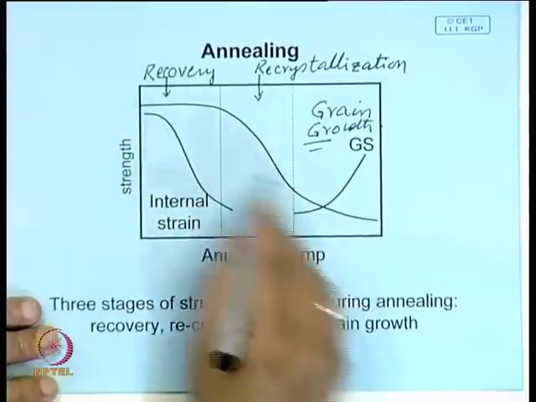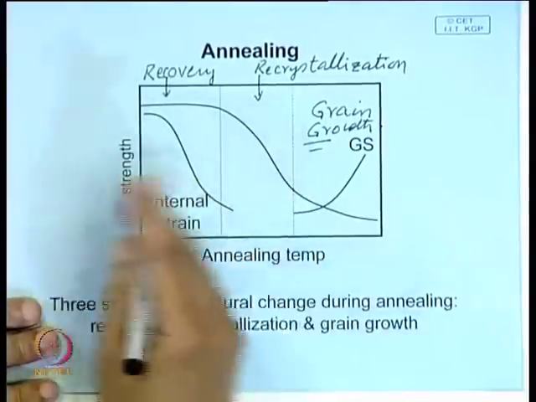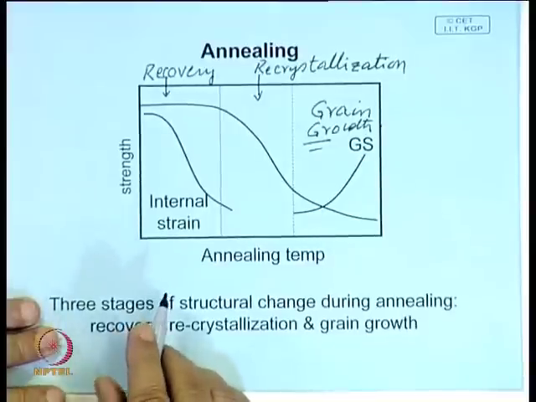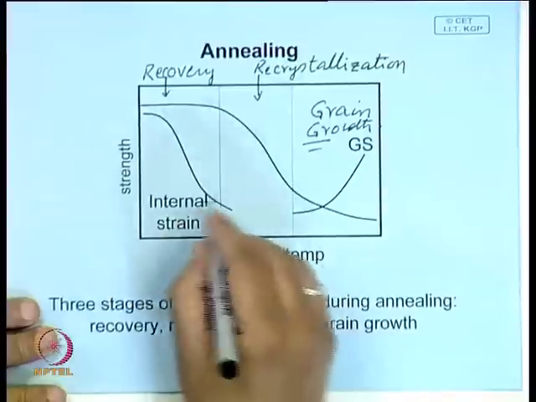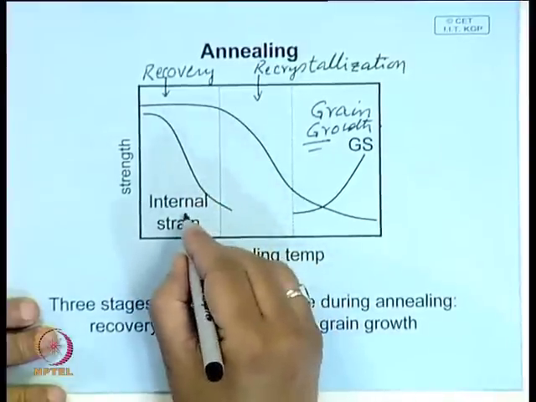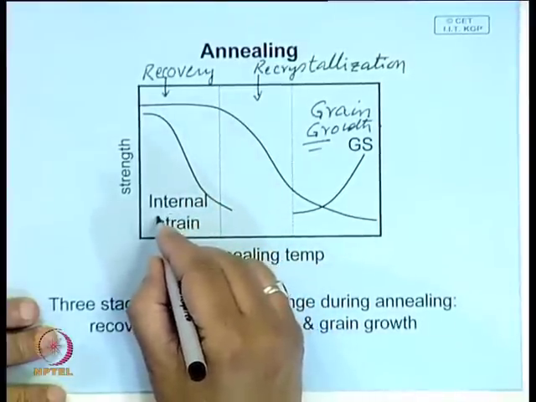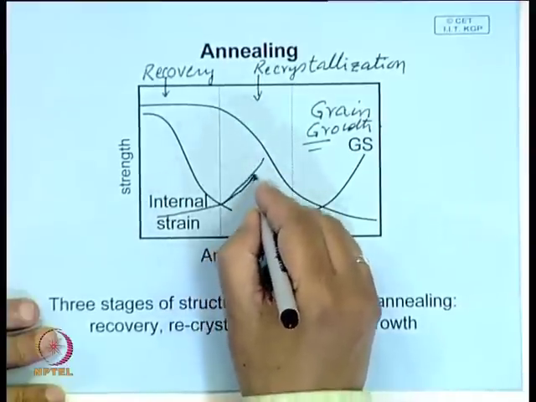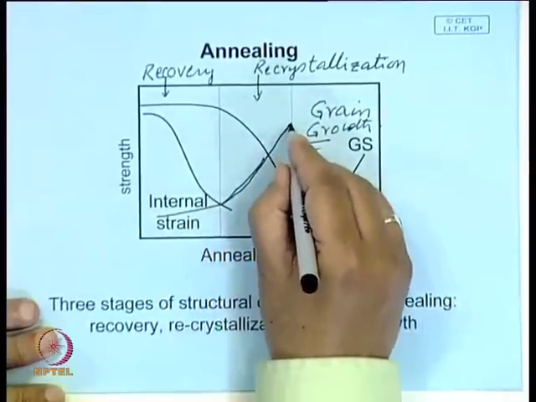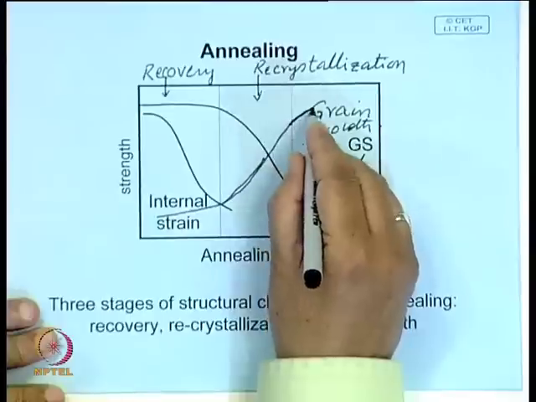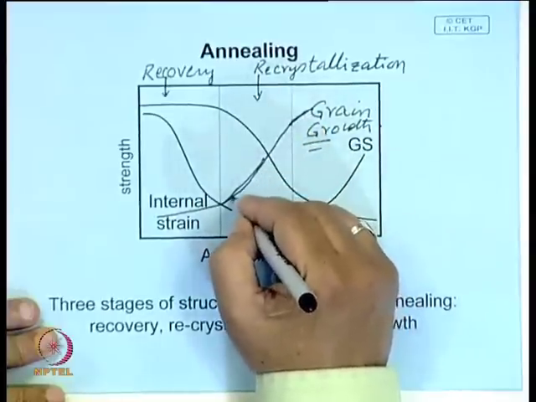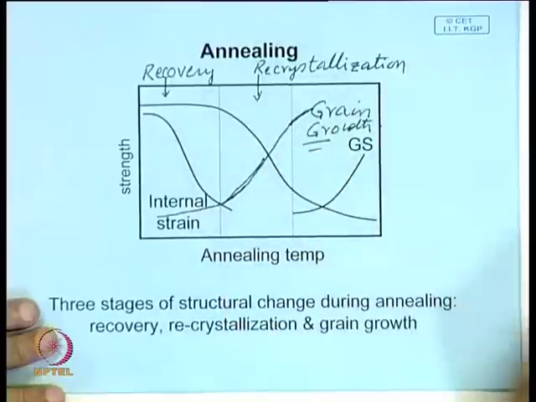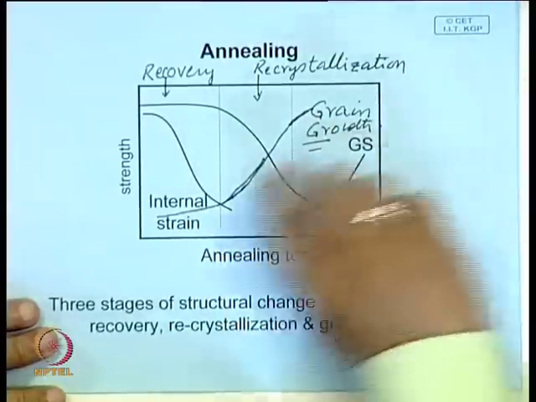And accordingly, several other physical properties will also change. Suppose ductility here will be low, the ductility here may have a marginal change, but here the ductility will increase, and then again the ductility may decrease. If the grains become coarser, then the material becomes less ductile, something like this.